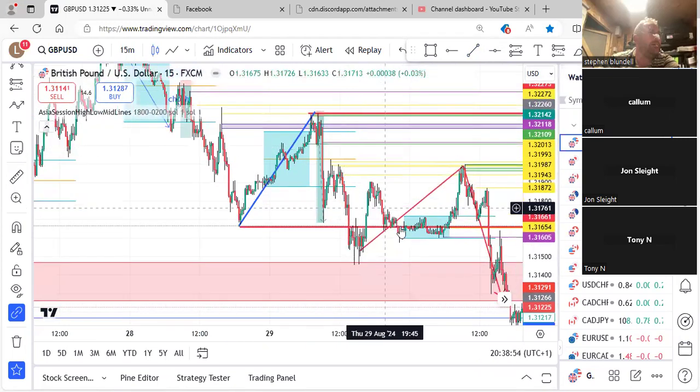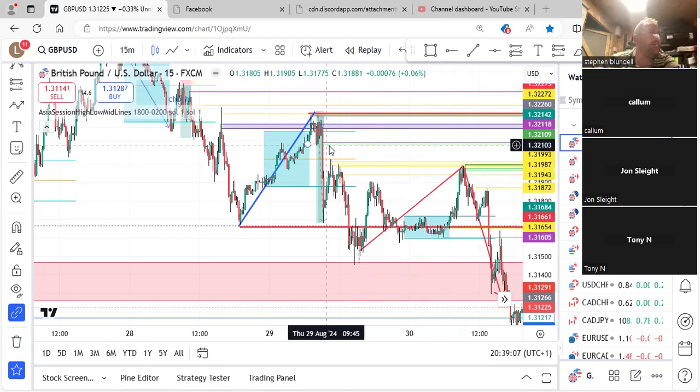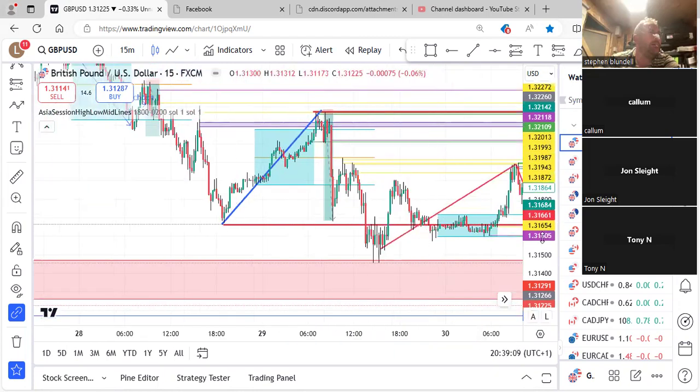So on the Thursday, obviously it created this Asia range. I was looking for something in all these areas of imbalances. As you can see, I've marked all these little imbalances.